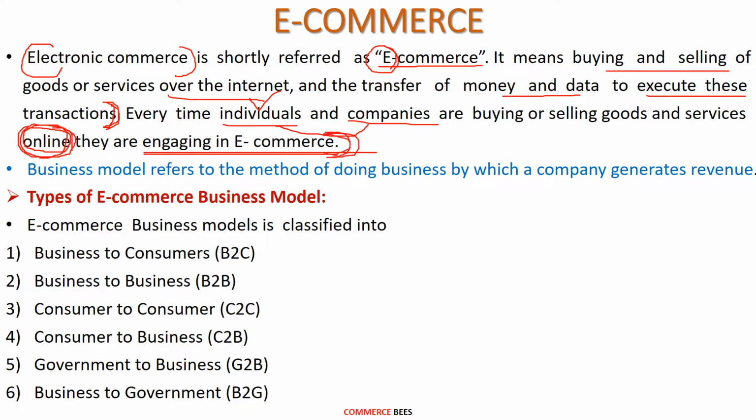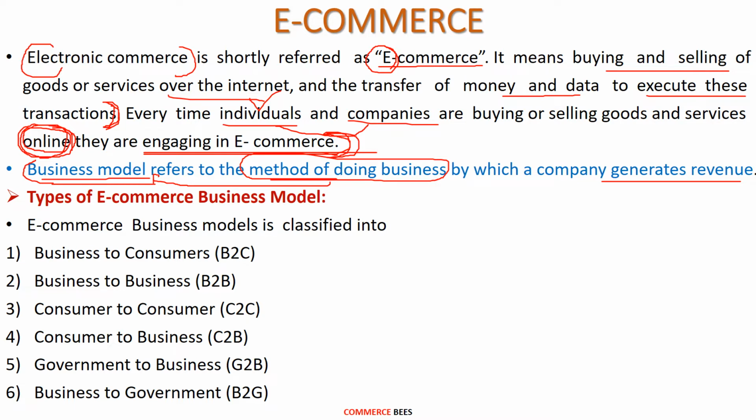Let's now discuss what is the meaning of business model. Different companies follow different business models. So the meaning of business model is, it refers to the method of doing business by which a company generates revenue. Simply, the method of doing business is called a business model. Different companies follow different types of business model. So the method they are following for conducting their business is called the business model.